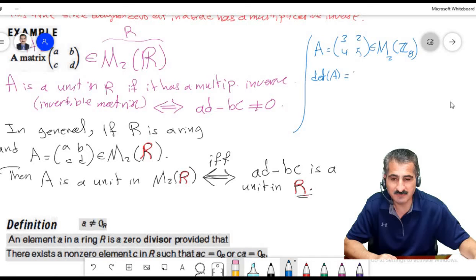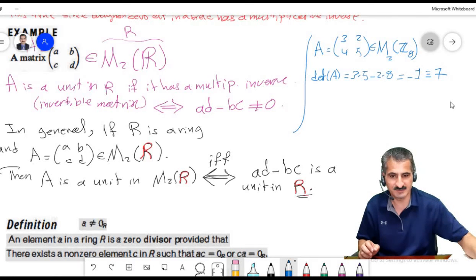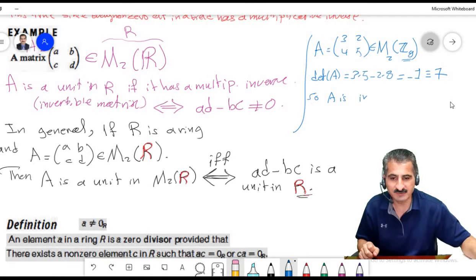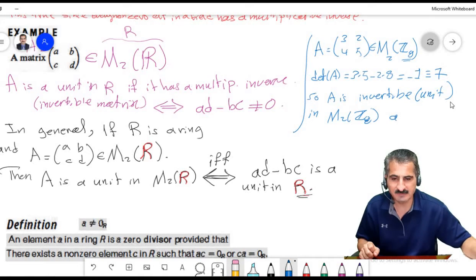Determinant of A equals 2, 3 times 5 minus 2 times 8, and that will give us 15 minus 16, which is minus 1, and that is 7 in Z8, right? So A is invertible, or we will say here we are using a unit in M2 of Z8, and you know now A inverse equals what?